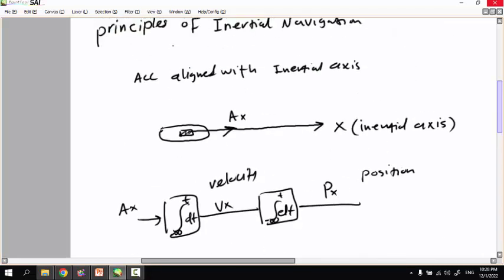So we have an accelerometer, which is an inertial sensor. We assume that we have no rotation about the axis, just motion in this axis direction. So we make a double integration of this acceleration: the first integration gives the velocity, and the second integration gives the position in the x-axis.